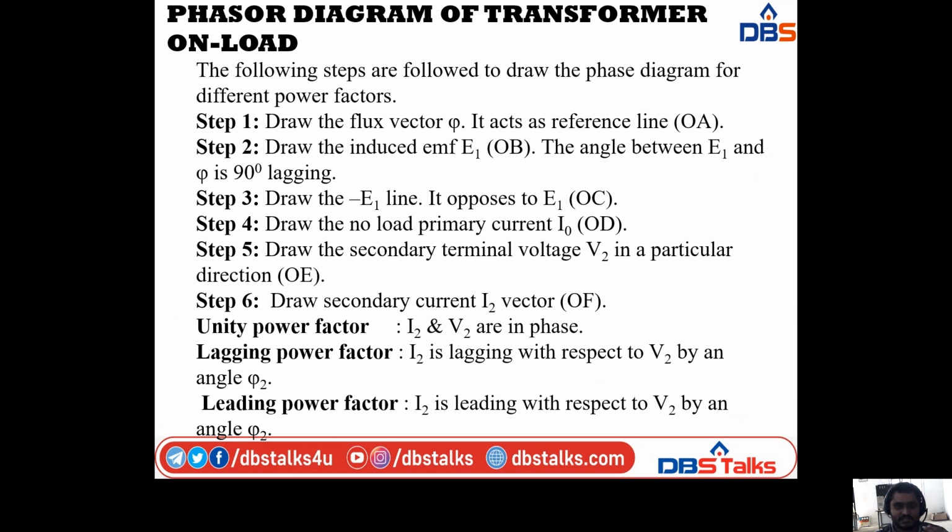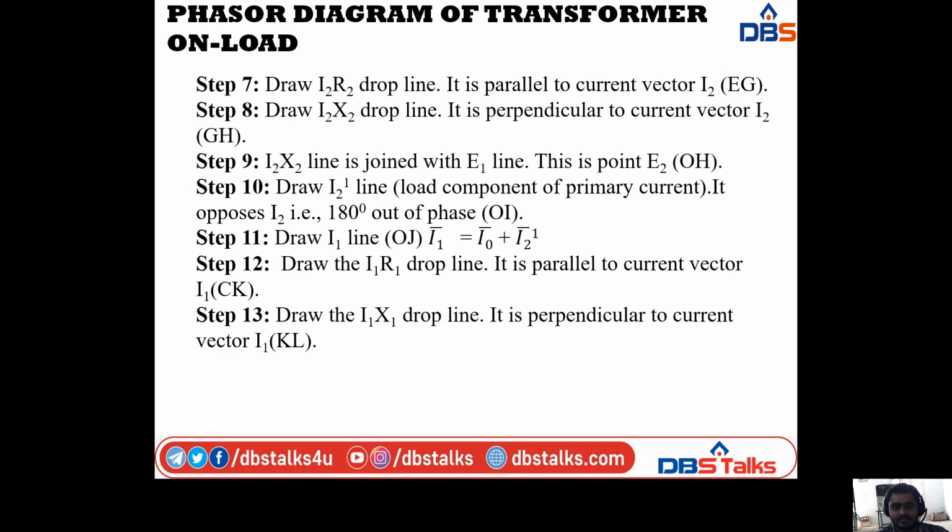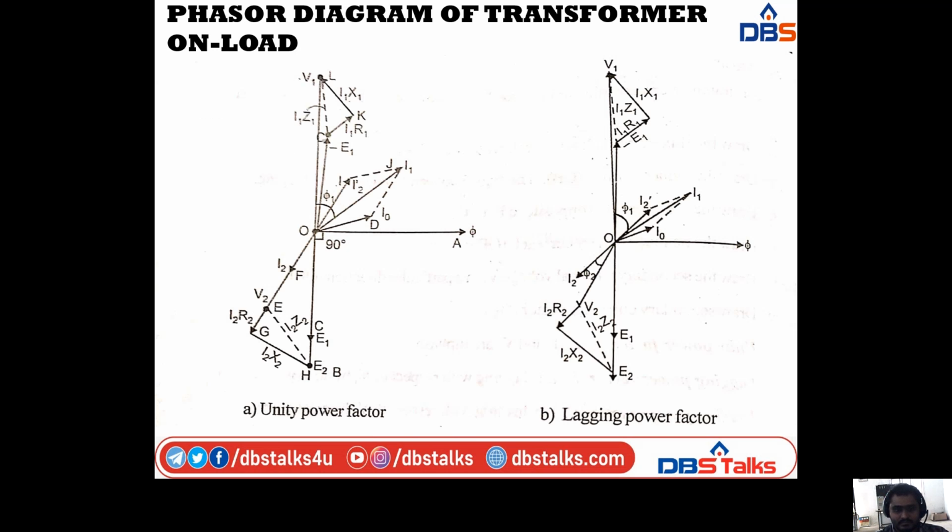Next, coming to the fourth step, here I am drawing the no-load primary current, that is I0. It is indicated with the point OD. In between OD we have the no-load primary current. In all three cases we have OD, that is I0.